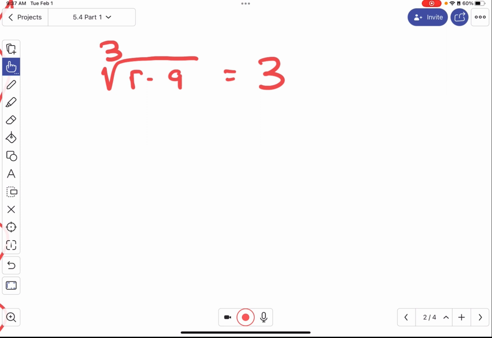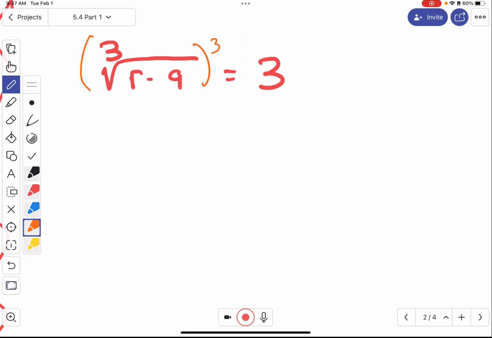So the next one, we're working with cubed roots. So we've got the cubed root of r minus 9 is equal to 3. It's isolated already. There's nothing being added or subtracting to our radical, so we're in good shape there. Now we're dealing with cubed roots. So to get rid of a cube root, you cube. Left-hand side, you're left with r minus 9. 3 cubed. 3 times 3 times 3.